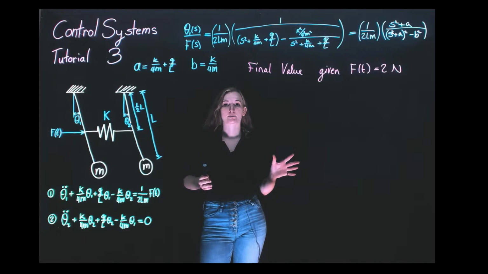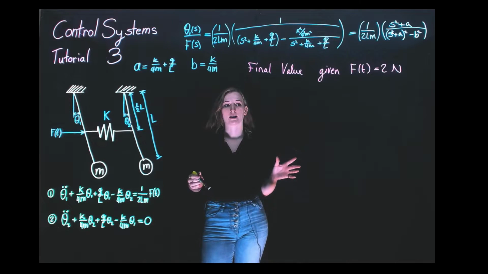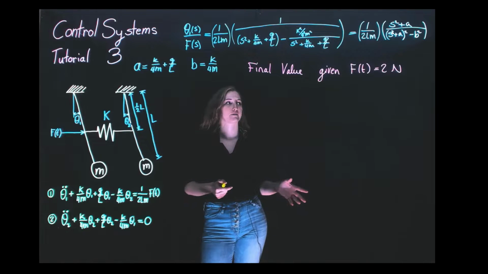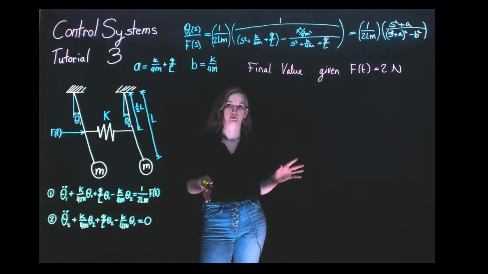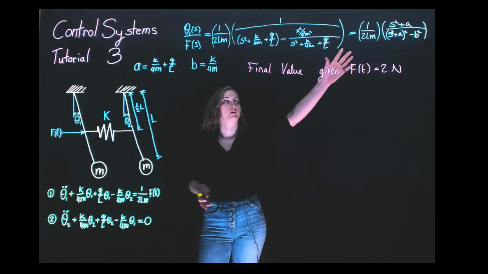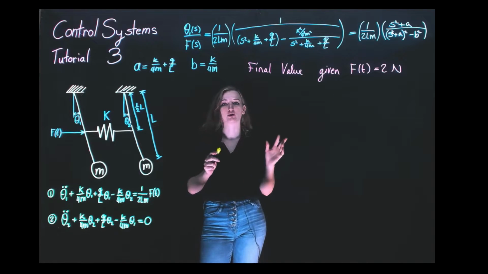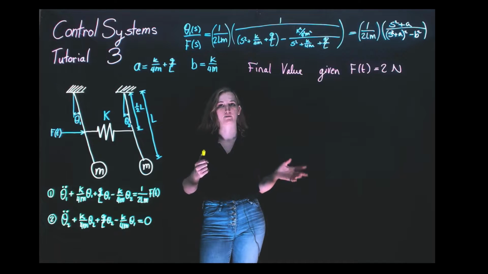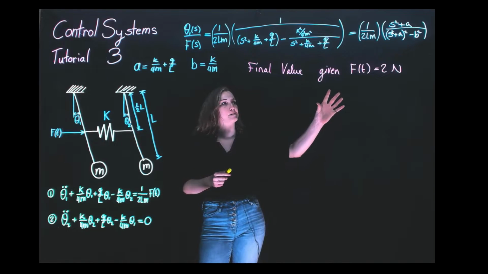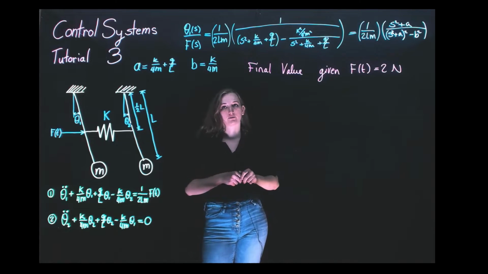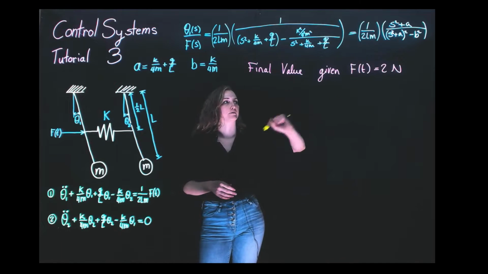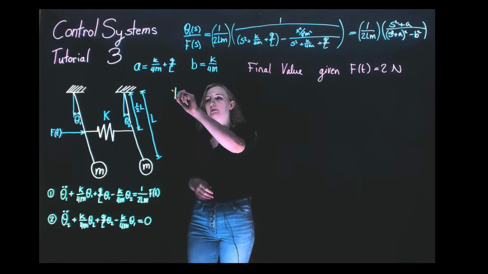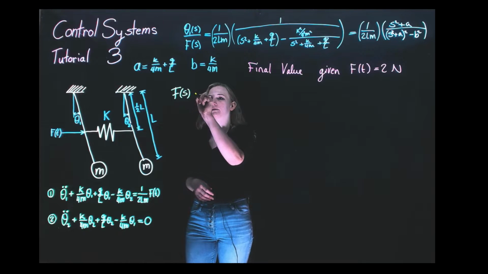Okay, so the last part of this question is to apply the final value theorem and get the final value if we have an input f(t) equal to 2 newtons. So for that, we will need our transfer function. We can do this all in the frequency domain. In fact, we have to, kind of. And that means we need to convert our input to the frequency domain. So if we have f(t) equal to 2 newtons, that means we would have F(s) equal to 2/s.